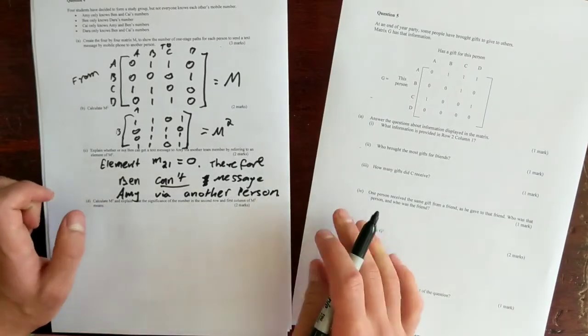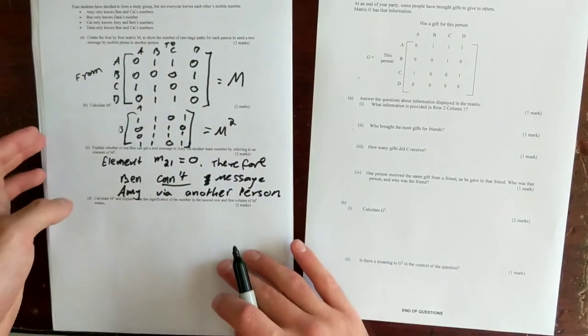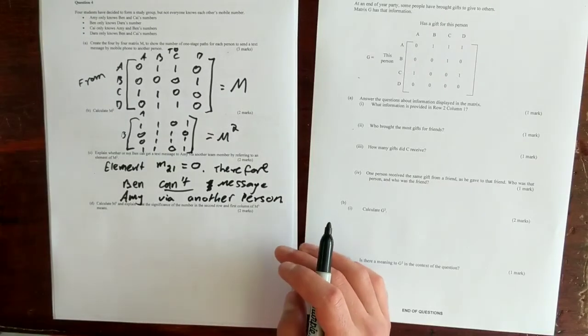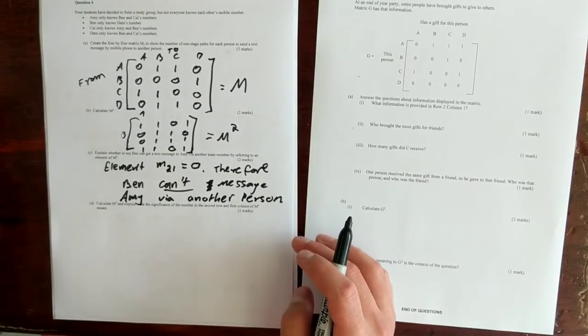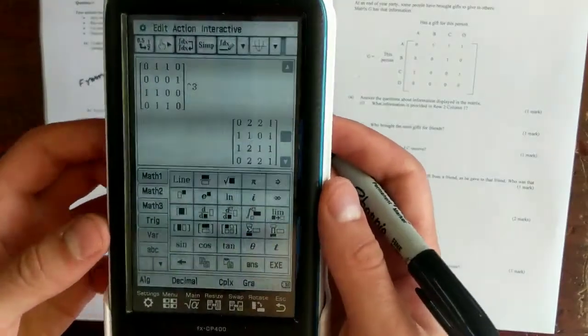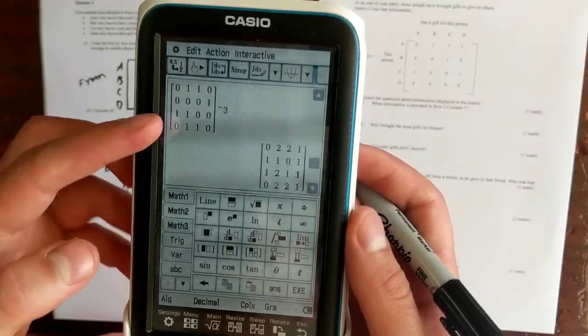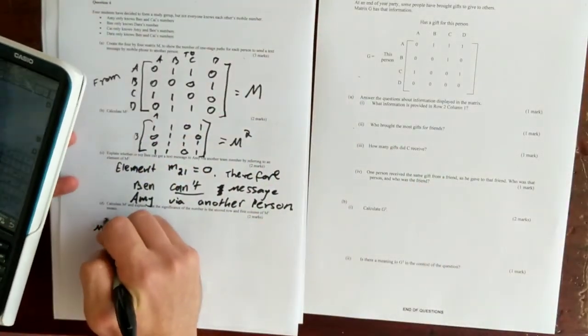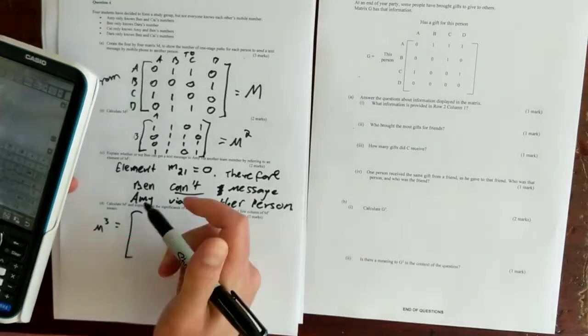Question D. Calculate M cubed and explain what the significance of the number in the second row and first column of M cubed means. So again, I'm going to use my class pad. I put in M cubed, so that's my original matrix M. I cube it, and it will give me this matrix here. So the first thing I'm going to do is write that in. That'll give me a mark.